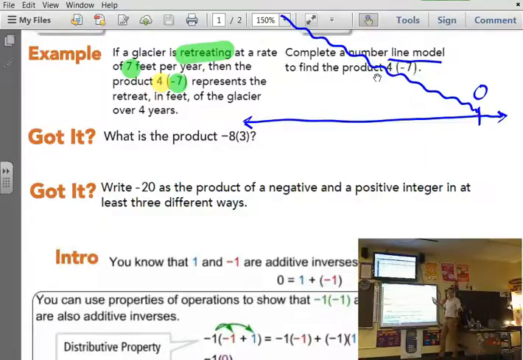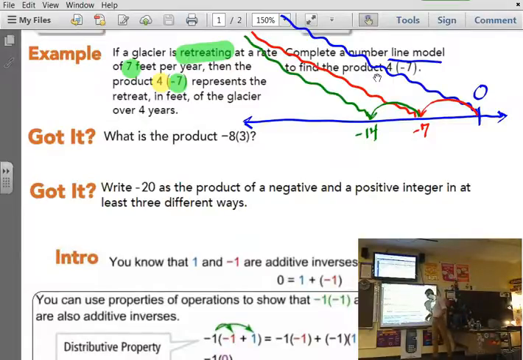Every year it's losing 7. So we would now be at a loss of 7, and my glacier would be 7 feet smaller. My next year does the same thing, loses 7 more, but now I would be at negative 14, and now my glacier's here. Then again, the third year, I lose 7, and now I'd be at negative 21.